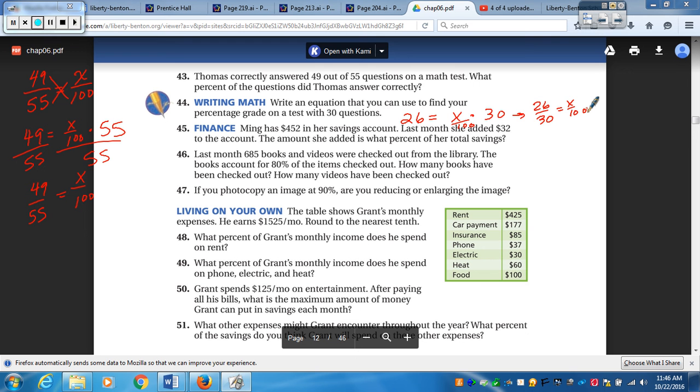Okay. Ming has $452 in her savings account. Last month, she added $32 to the account. The amount she added is what percent of her total savings? Okay. So we want to know what percent this is of her total savings. As I think through this, this is probably what I would have done: 32 out of 452 is what percent of her total savings? Okay. And you guys know how to solve those. Just cross multiply there, and that'd be fine.